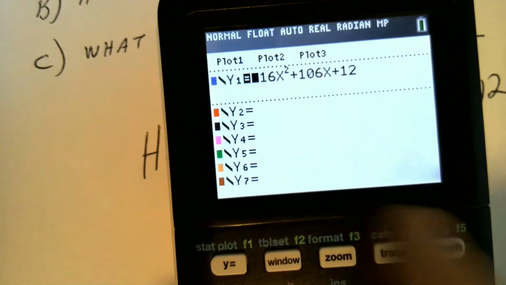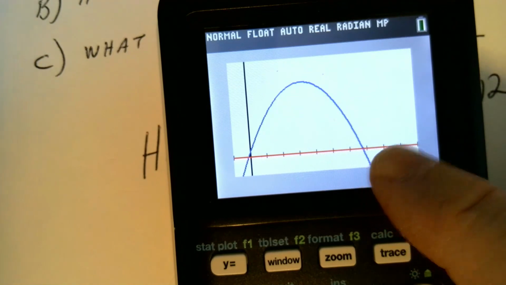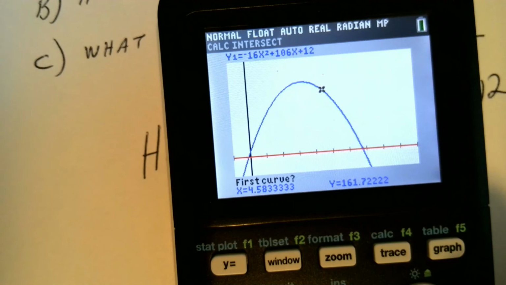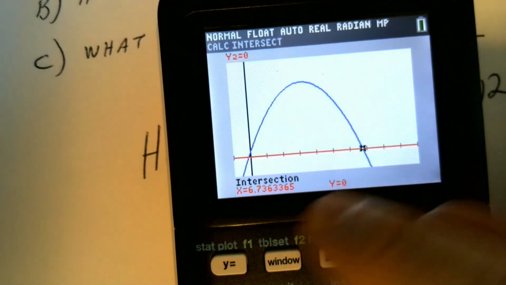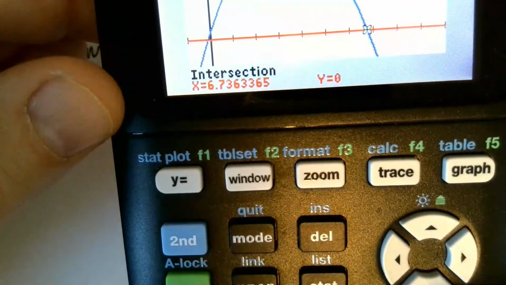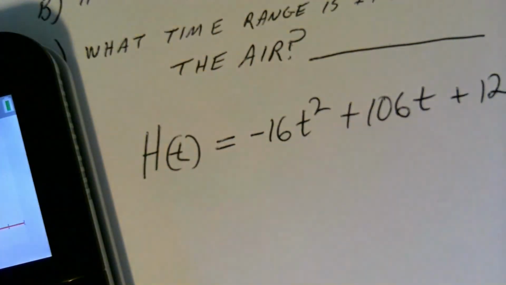So I'm going to go ahead and just go to y equals. I'm going to put 0 in for the other one. I'm going to hit graph. And I need to find out right there where the blue and the red lines intersect. Second trace, number 5 intersection. Move my cursor simply closer to that point. Enter, enter, enter. And height of 0 at, you guys can see that right there, 6.736. So I'm going to go ahead and round it, but not too much. So 6.74 seconds. Good deal. And then the last one.